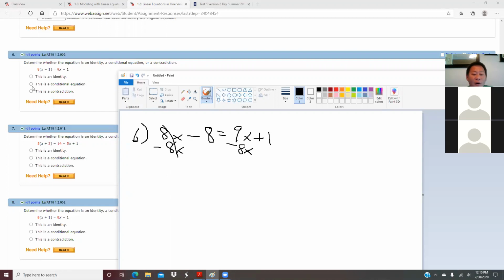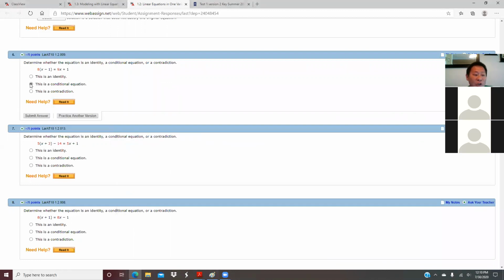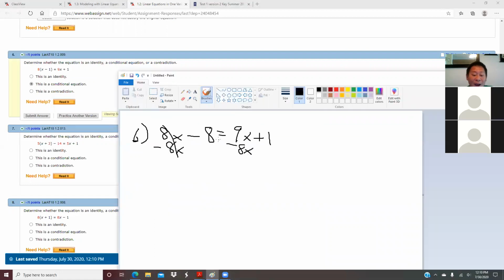So this is what we call a conditional equation. Okay, the reason why is because you can solve for x here. So x in this case is a number. Okay, because we are able to solve for x. So this is how we figure out this is a conditional equation.